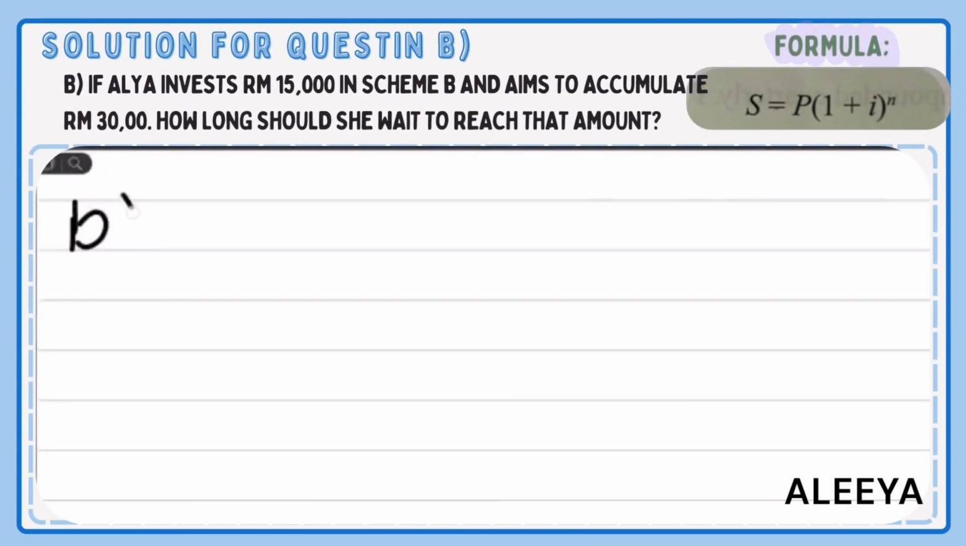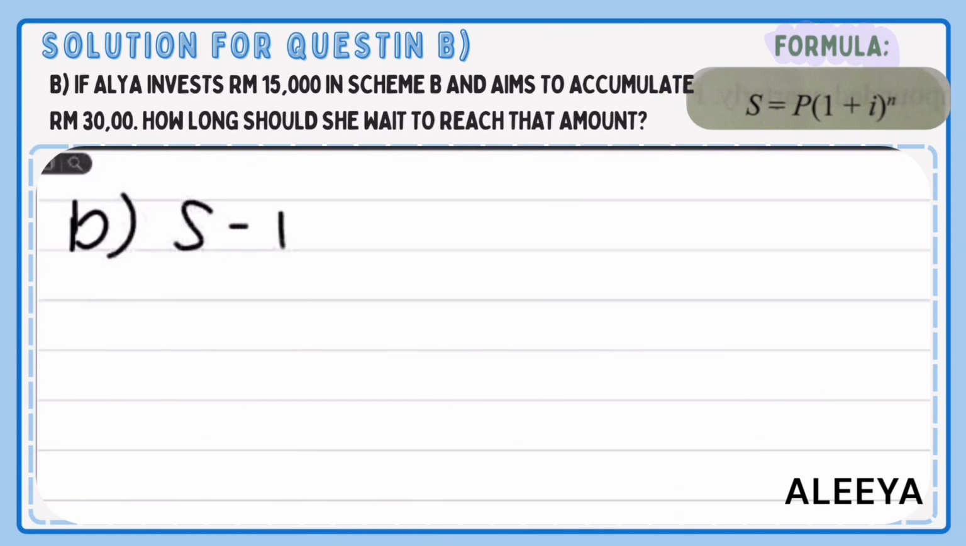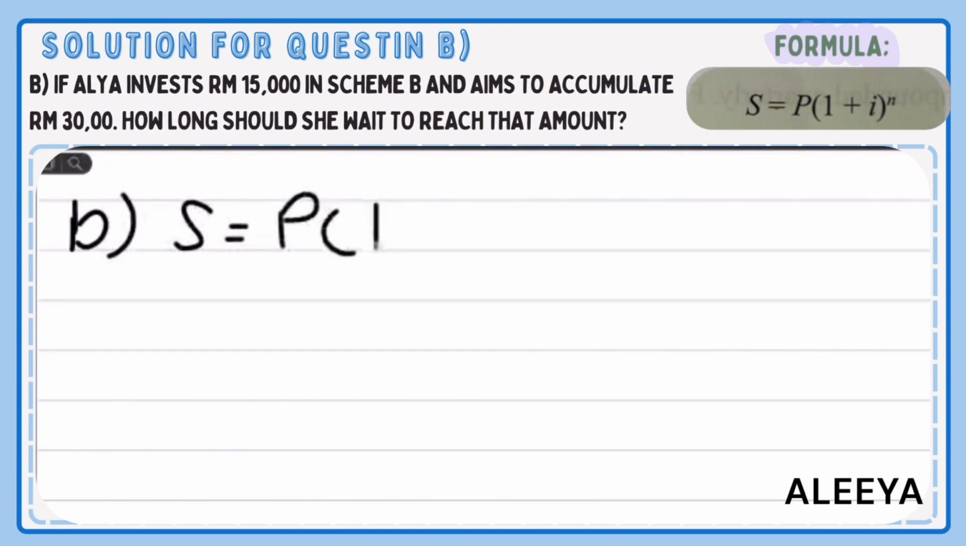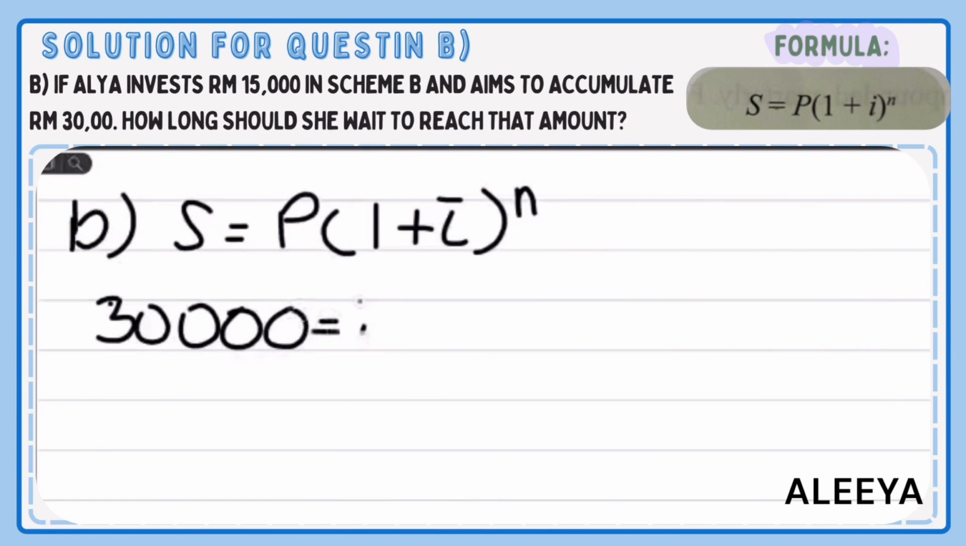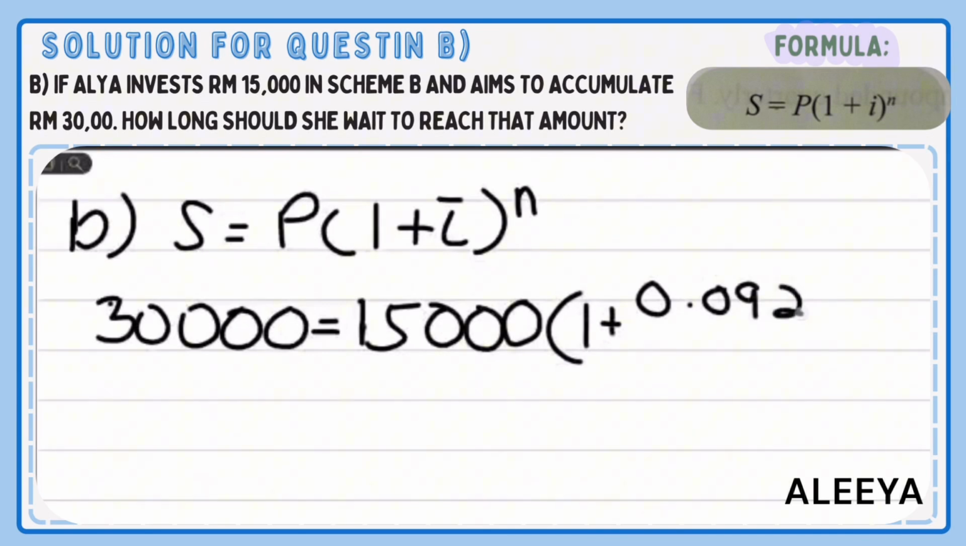Question 3. For this question, we use the same formula, which is S equals P (1 plus i) to the power of n. Then we substitute the given information, where S is 30,000 and P is 50,000. So the equation becomes 30,000 equals 50,000 multiplied by (1 plus 0.0925 divided by 4) raised to the power of 4t.